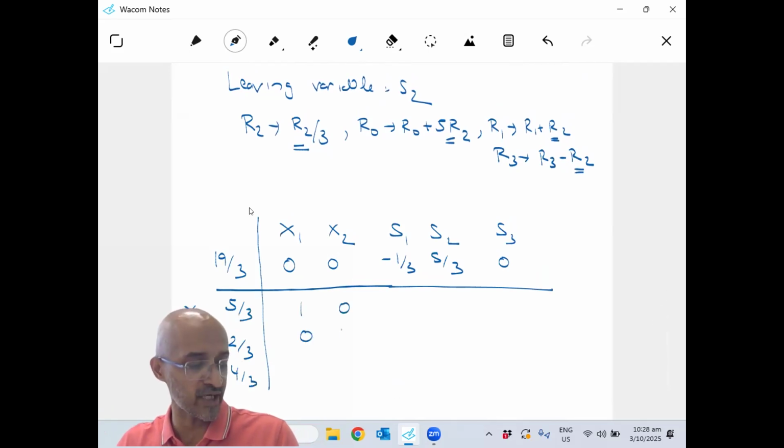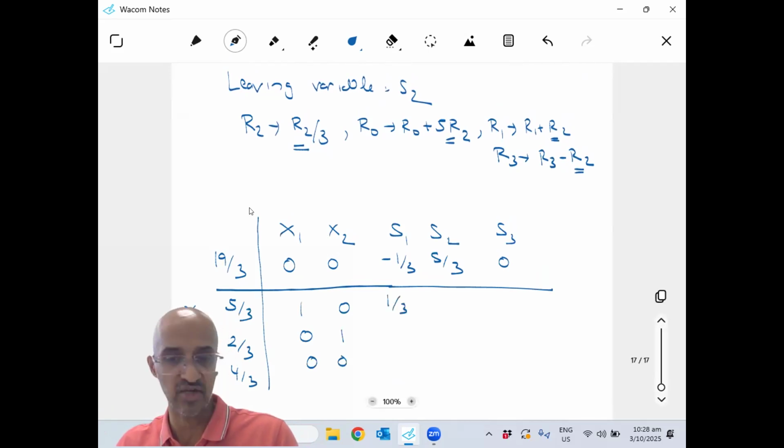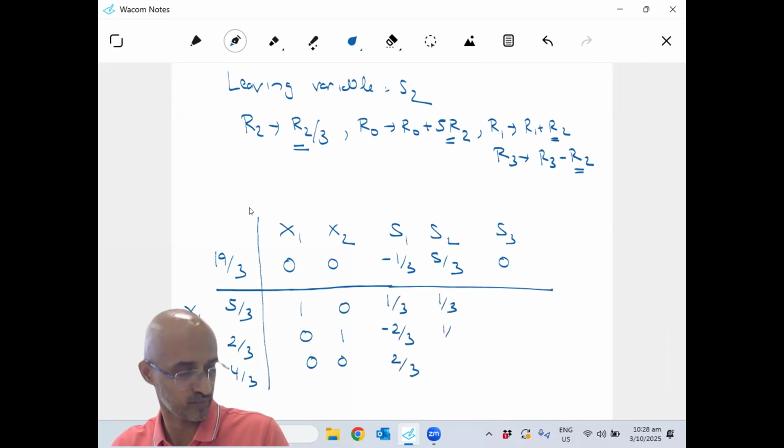So what I'm writing down here is just by doing these row operations. And I'm sure you can do this on your own. I should not have made any mistakes with these values, but you can check it on your own. Okay, but let's look at what this point is.